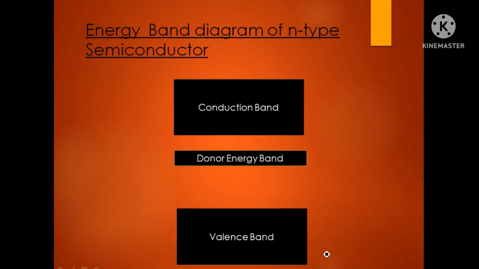So this extra electron is a free mobile electron, so it can easily move from the donor energy band to the conduction band. Here the donor energy band just lies below the conduction band, because the electron is free or mobile, so its energy will be more than these valence electrons. So that is why the donor energy band just lies below the conduction band.